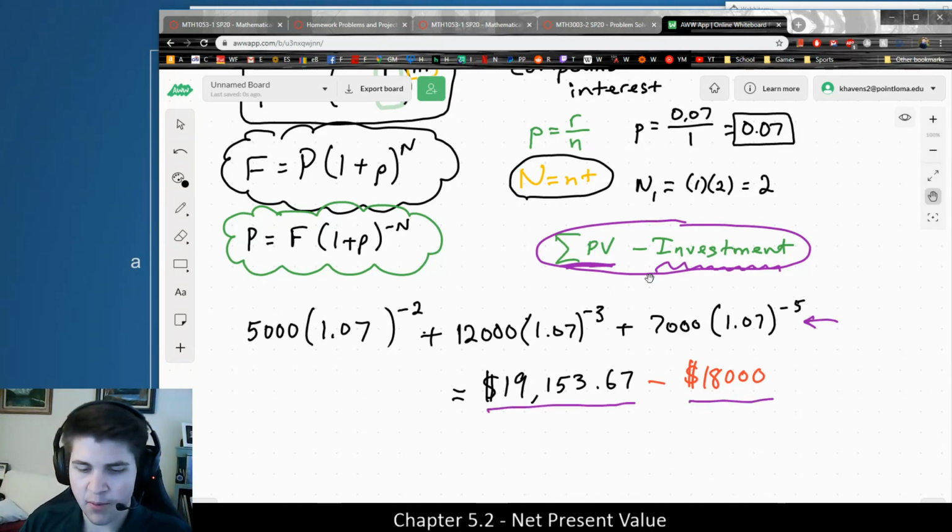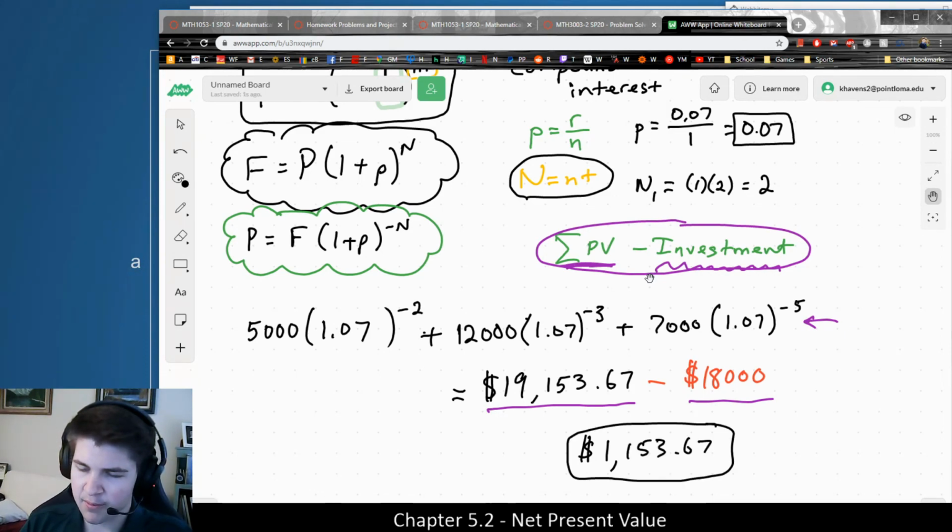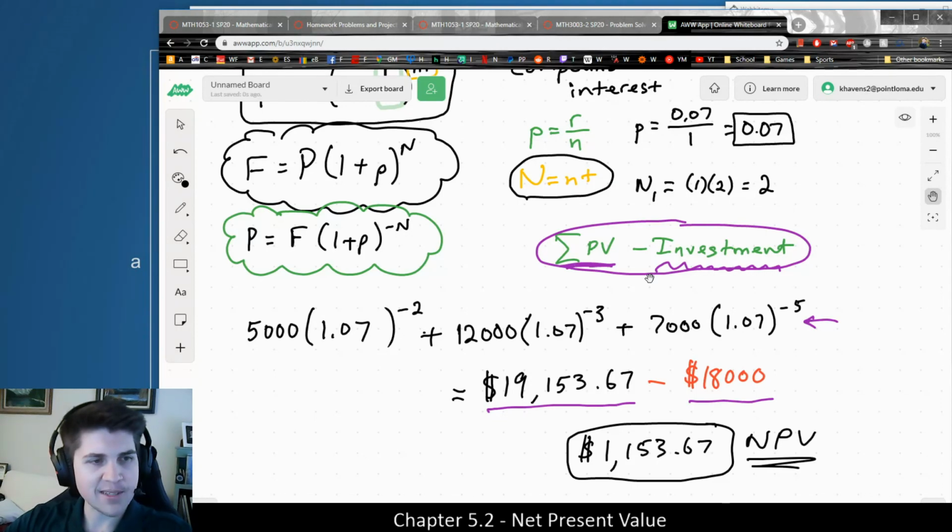And obviously we want to be making money, and in this case the net present value is positive, so that's good. $1,153.67 is the net present value. So that's an example of net present value.